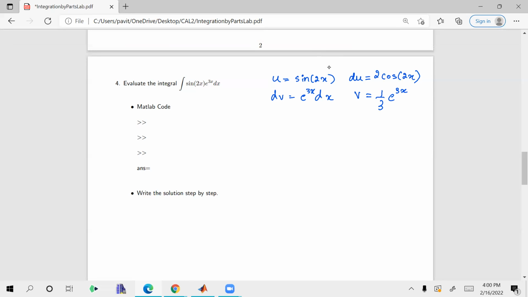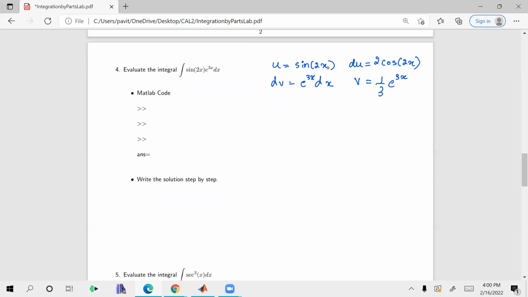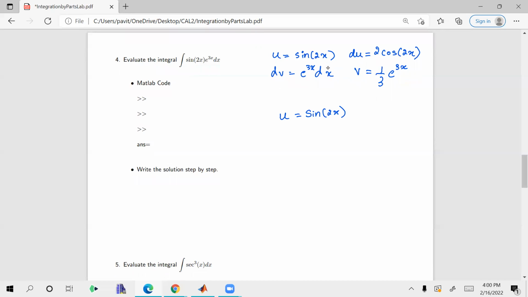Do you want to know how I got 2 cos of 2x? No, you don't have to use substitution for this. This is like a chain rule. u equal to sine of 2x. We use substitution more often for integration. Whenever you are going to integrate a function, then we use substitution. We can also use substitution for differentiation, but most of the time we use it for integrating the function.